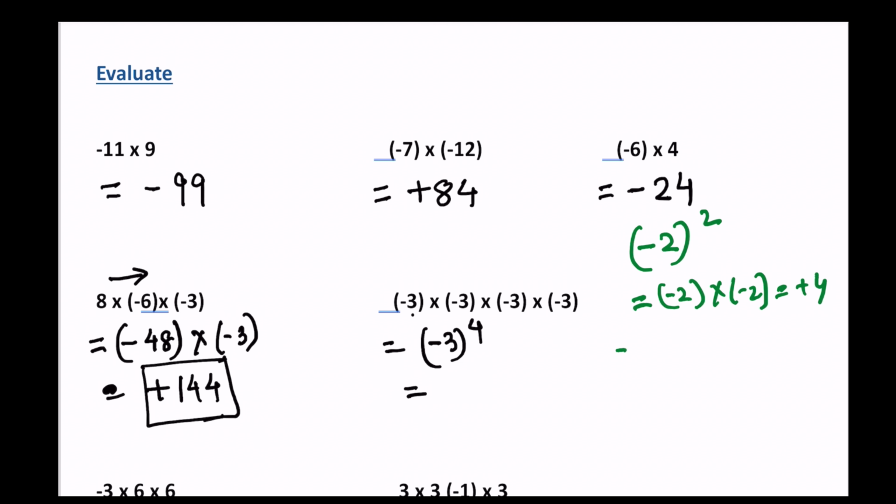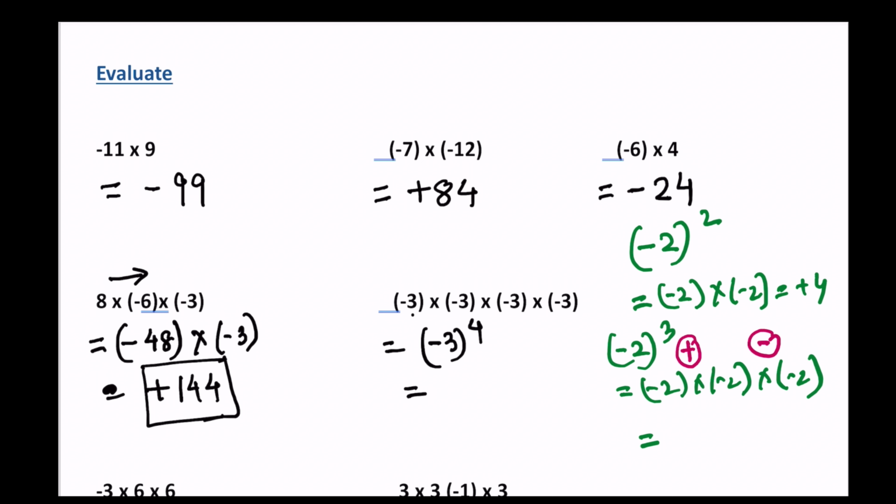But if minus 2 to the power of 3, that means minus 2 into minus 2 into minus 2. Let's apply the sign rule. Minus into minus is plus, and plus into minus is minus. So the resulting number will be minus. 2 times 2 is 4, 4 times 2 is 8.